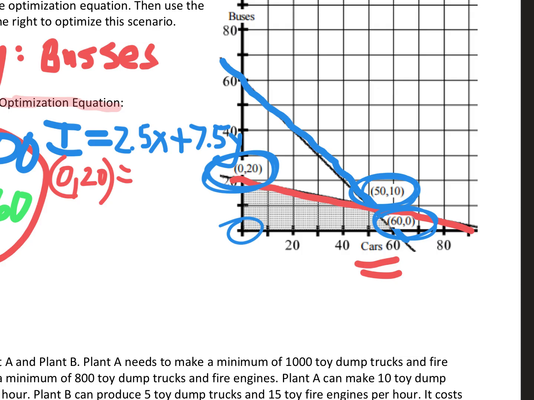Let's talk about real world. That's 0 cars and 20 buses. The question is, how much income would you get if you had 0 cars and 20 buses? 0 of the x's and 20 of the y's. Oh, so it's really 20 times 7.5. Andrew, what is 20 times 7.5? 150 bucks. That's how much you'll make in your parking lot.